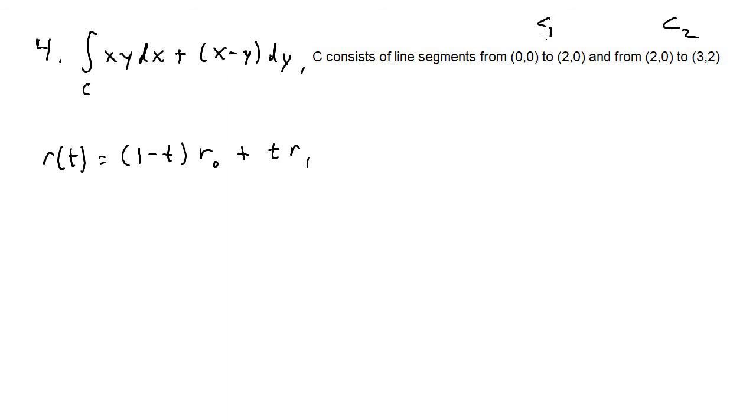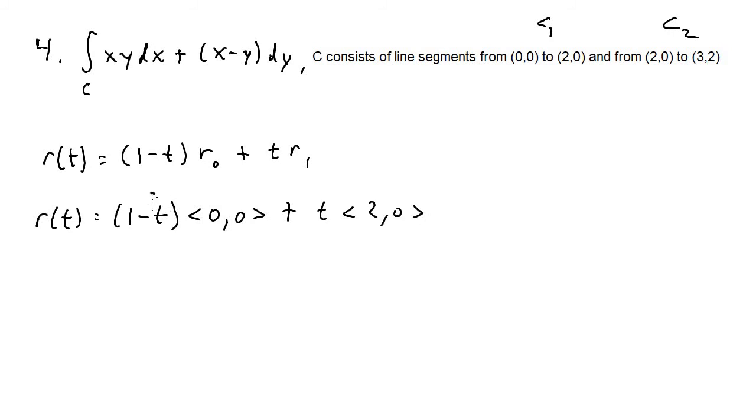So let's go ahead and first find the vector function for C1, or the first line segment. So r of t is going to equal 1 minus t times r sub naught. Now the initial point is 0, 0, so written in component form, we just write it as 0, 0, plus t times r sub 1 written in component form, which is just going to be 2, 0.